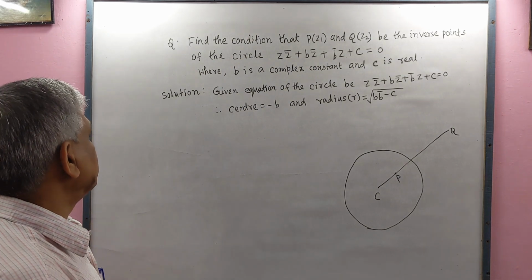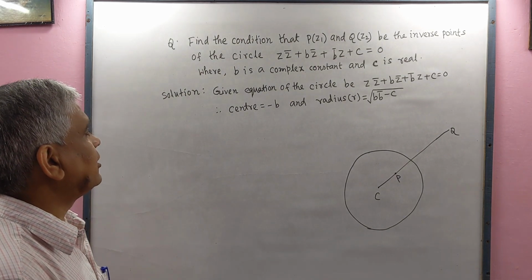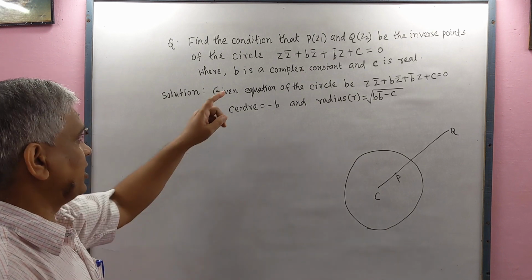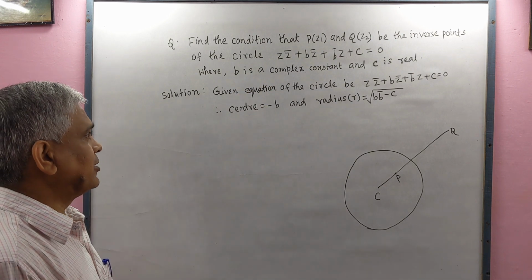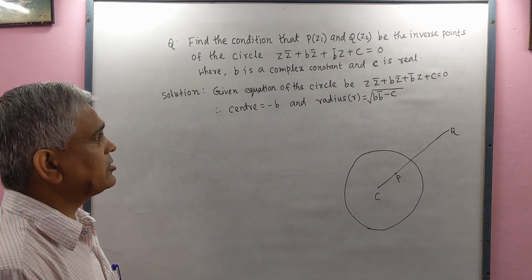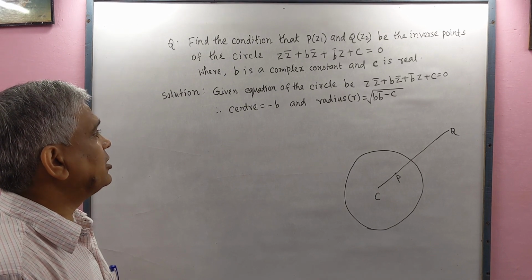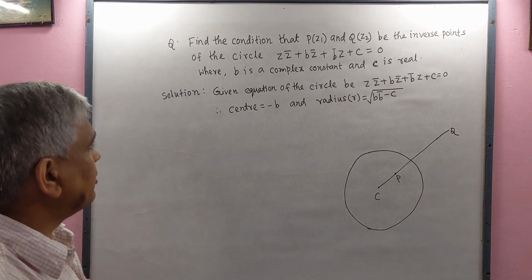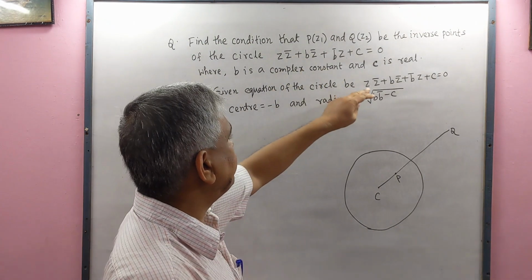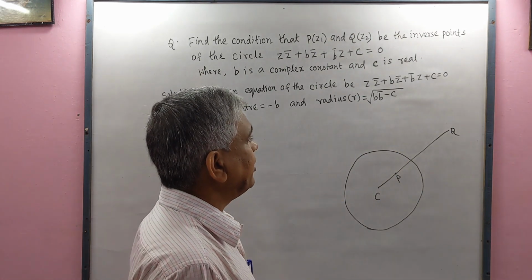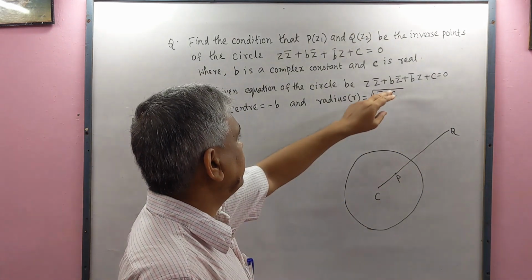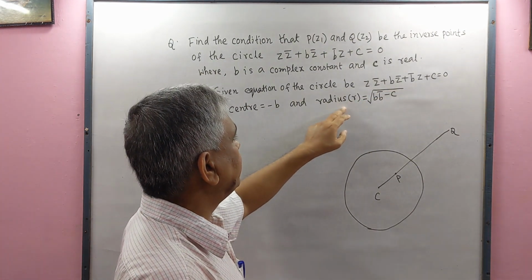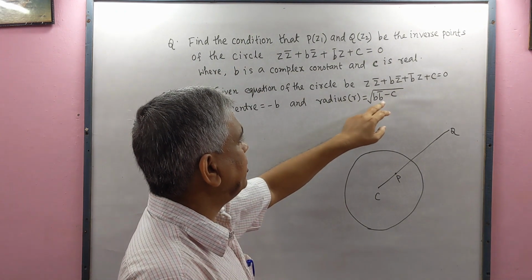Now the given question is: find the condition that P(Z1) and Q(Z2) be inverse points of the circle Z Z bar plus B bar Z plus B Z bar plus C equal to 0, where B is a complex constant and C is a real number. Given the equation of the circle Z Z bar plus B Z bar plus B bar Z plus C equals 0, the center will be minus B and the radius R will be the square root of B B bar minus C.